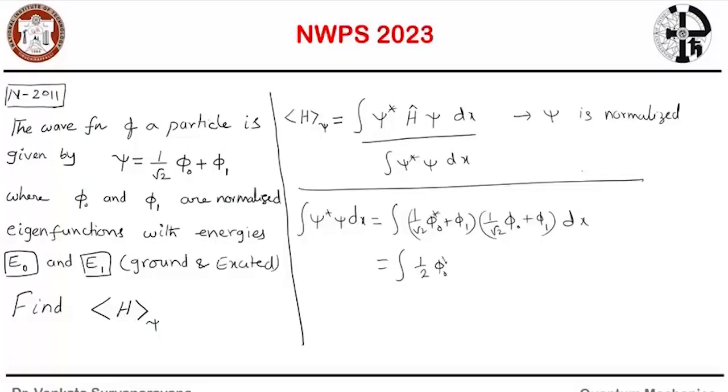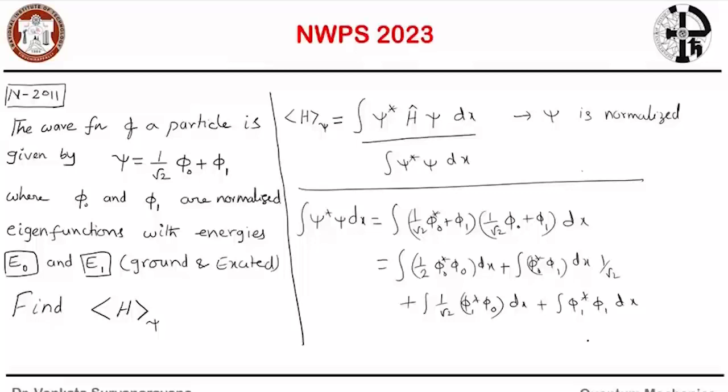1/2, phi 0 star, phi 0. This is one term, plus phi 0 star, phi 1 dx. And there is a 1/√2, plus integral 1/√2, phi 1 star, phi 0 dx plus integral phi 1 star, phi 1 dx.